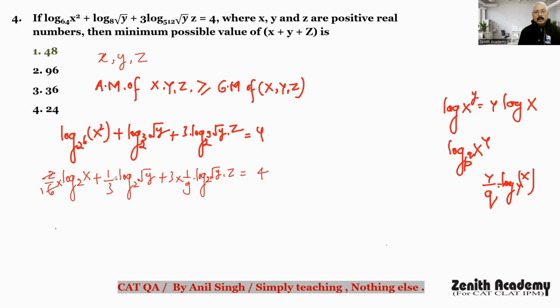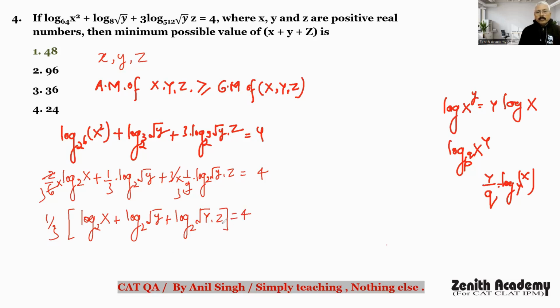So this is 1 upon 3, and this is 1 upon 3, and this is 1 upon 3. So 1 upon 3 you can take common. Now log of x base 2, it is also base 2, it is also base 2. So 1 upon 3 into log of x base 2 plus log of root y base 2 plus log of root y into z to base 2 is equal to 4. So this 1 by 3, 4 is done.